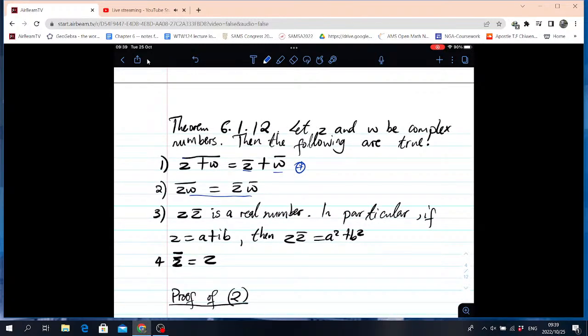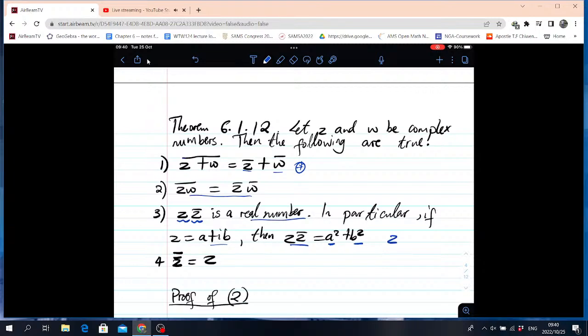And then the other thing is that if you multiply z by its conjugate, then you get a real number. And in fact, the real number is known. It is going to be the real part squared plus the imaginary part squared, right? So if z is equal to a plus bi, then z times z bar would be equal to a squared plus b squared. And this should be something that is sort of familiar.